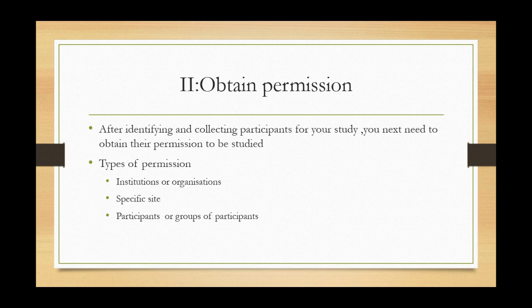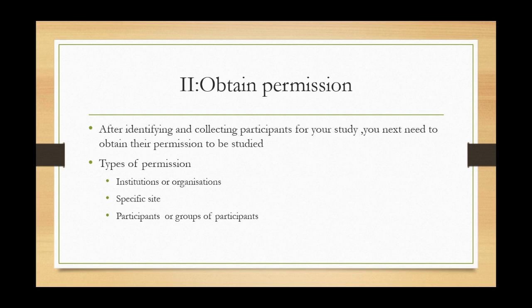We are still in the process of quantitative data collection, and the first step of determining the participants that we can use in our study, we have closed that chapter. Now we are in the second step, which is that you have to obtain permission. After you have identified and collected your participants for your study, the next thing you need to do is obtain their permission to be studied.